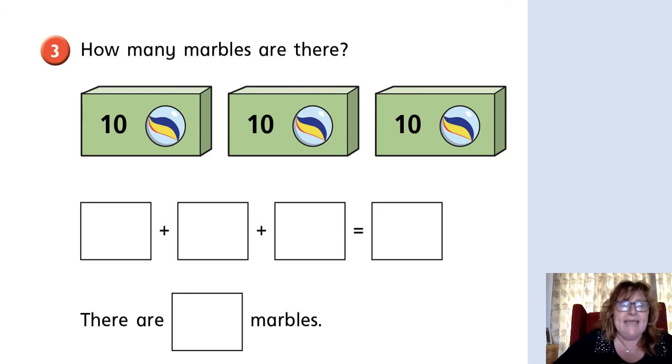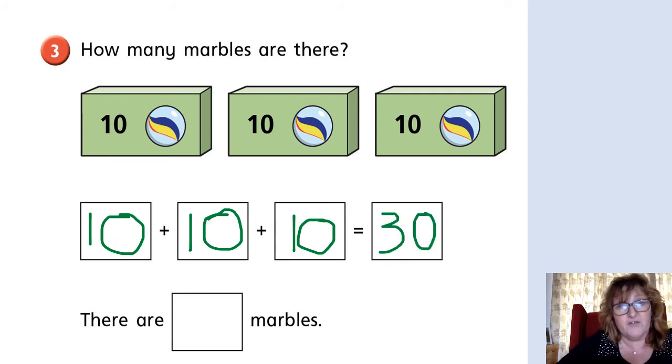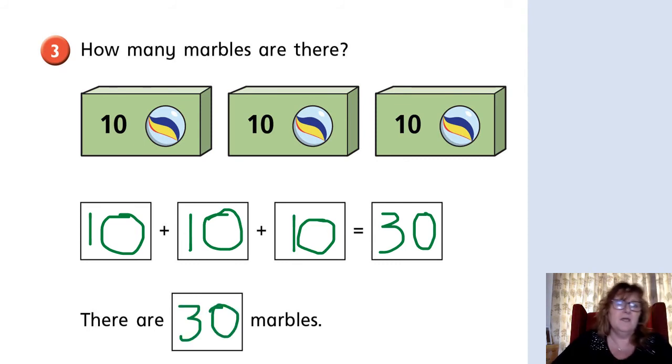Oh, there's 10 marbles in a box here. How many marbles are there altogether? Wow. Well, we've got 10, add 10, add 10, adding 3 equal groups. Well, I know that 3 tens, I've got 3 in the tens column and 0 in the ones. 3 tens is 10, 20, 30. There are 30 marbles. Have to remember to complete the question.